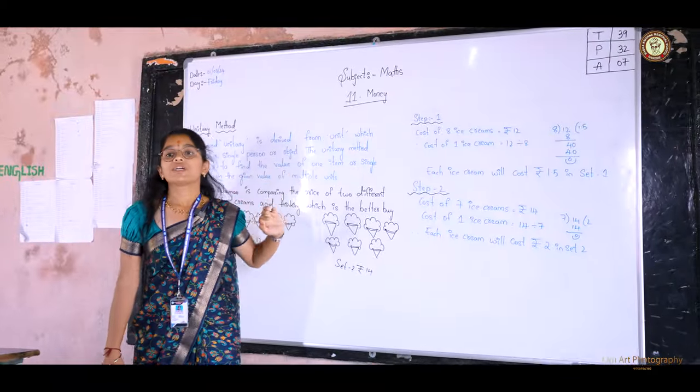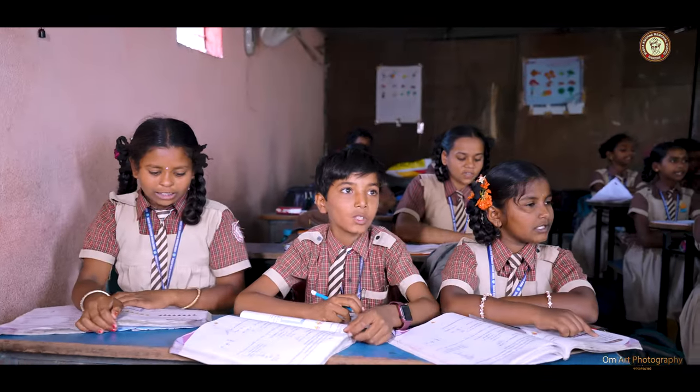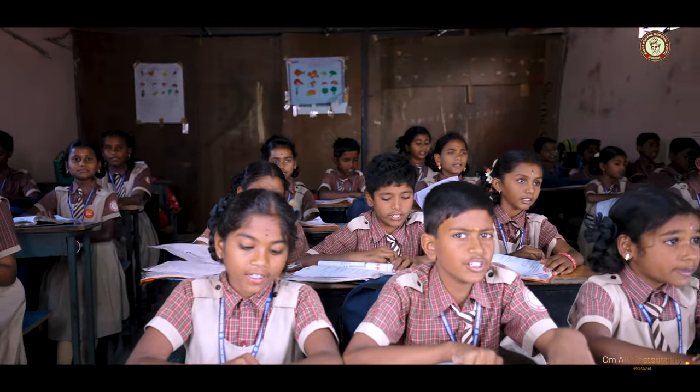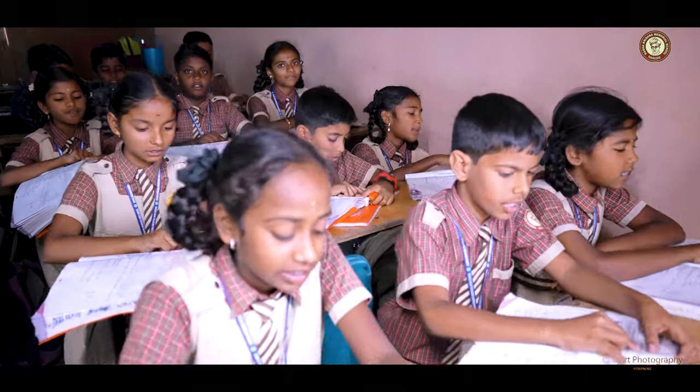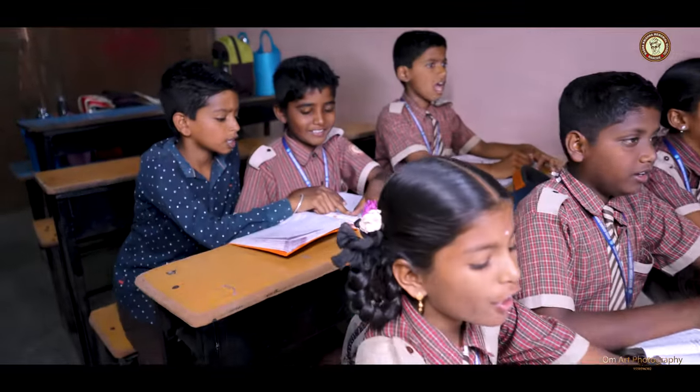Children, today we are going to discuss the money chapter. It is our 11th chapter. Unitary. The word unitary means a single person or object.